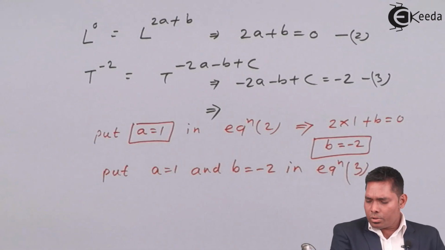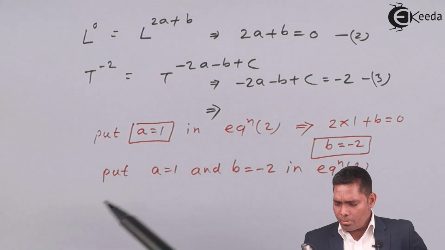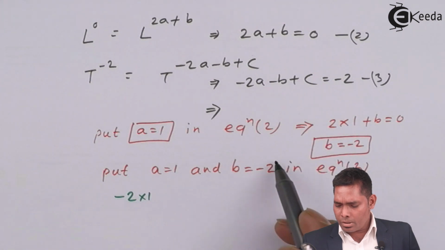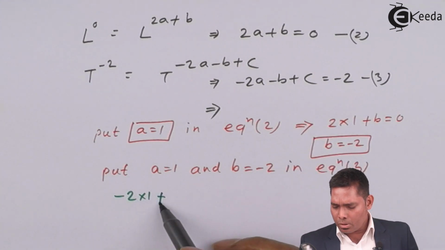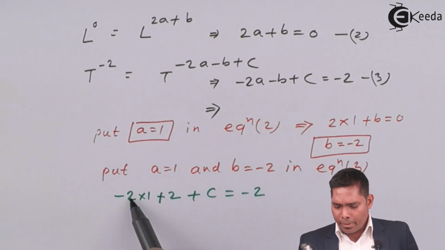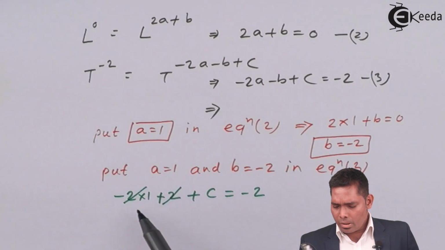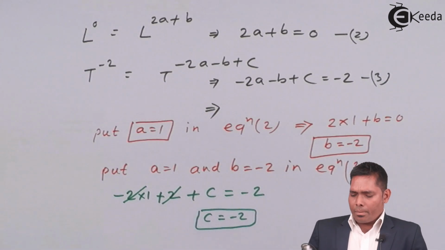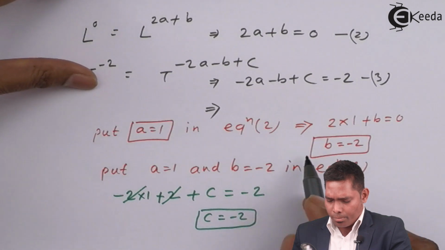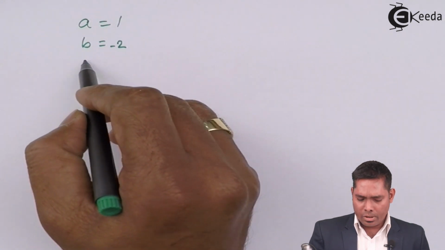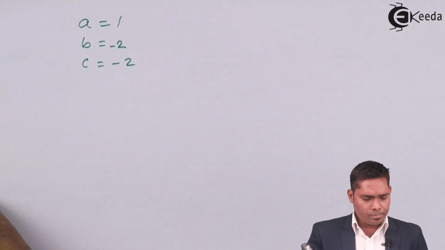If I put those values, then what will I get? In equation 3, minus 2 into a, so that is minus 2 into 1, is minus 2. Minus b, minus of minus 2, becomes plus 2, plus c, equals minus 2. So this is minus 2, this is plus 2, these will cancel out, and c becomes minus 2. So I have got all those values: a is 1, b is minus 2, and c is also minus 2.